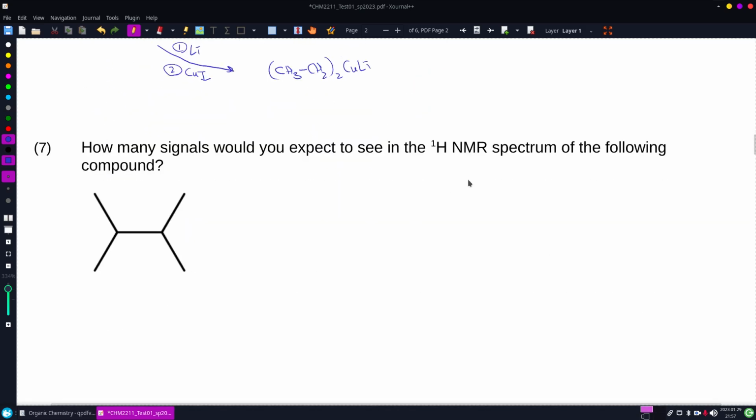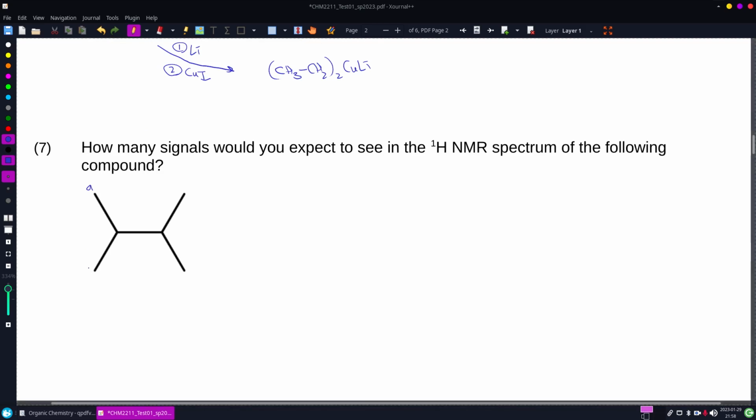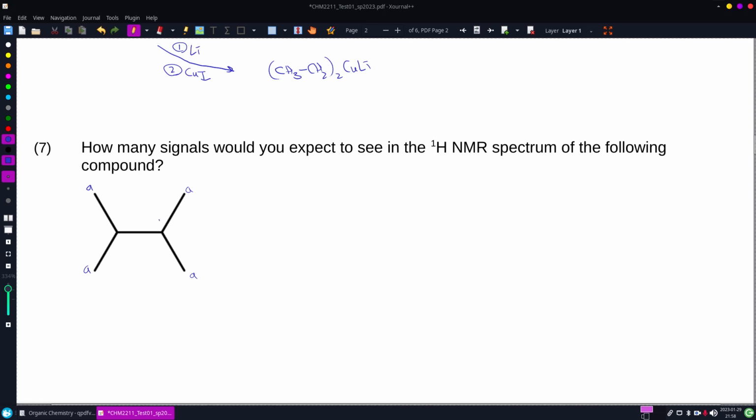All right, how many signals in the proton spectra would we expect? Well, all of these CH3s are going to be very much shielded, furthest down range. And then I have these. So I'd be expecting 2 signals.